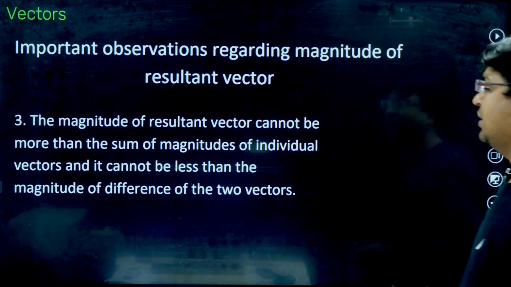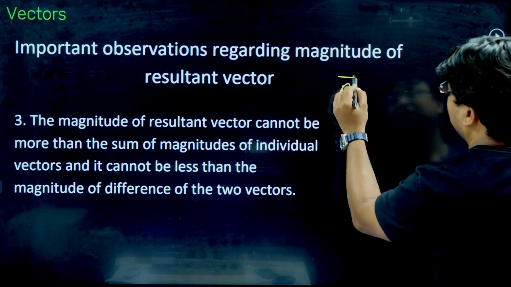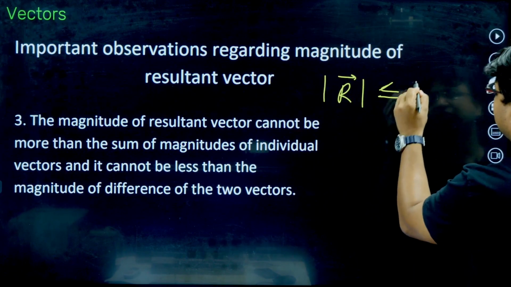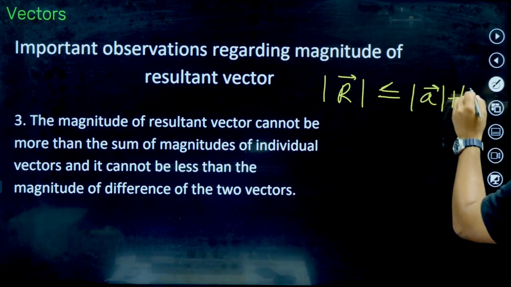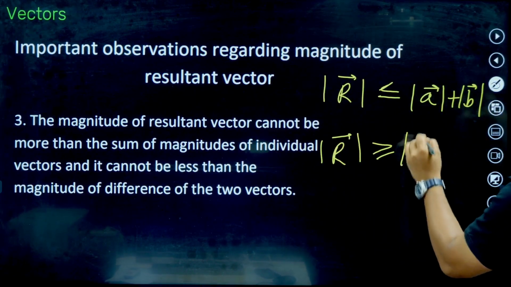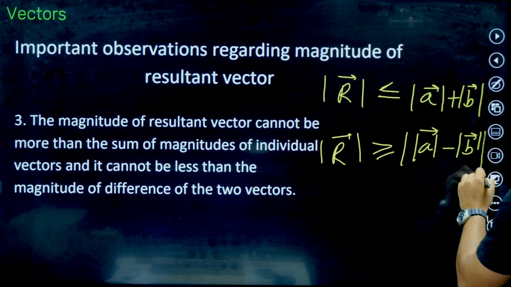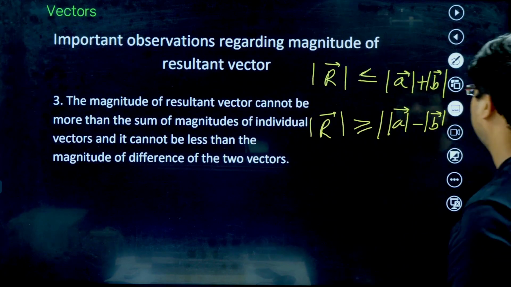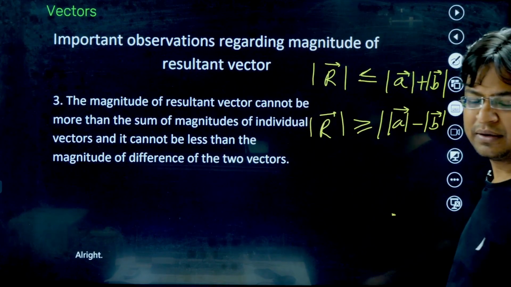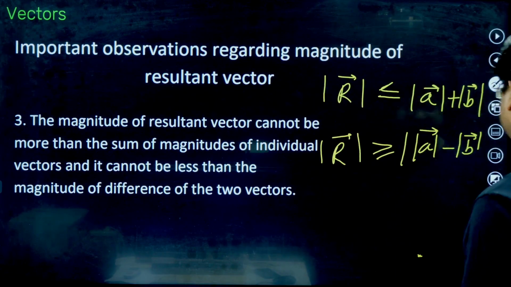Point number 3 is the same: the magnitude of the resultant vector, that means the magnitude of r, will always be less than or equal to the magnitude of vector a plus the magnitude of vector b. Similarly, the magnitude of r will always be greater than or equal to the magnitude of vector a minus the magnitude of vector b. Getting this, everyone? I think I have turned on the captions. Yeah, okay.